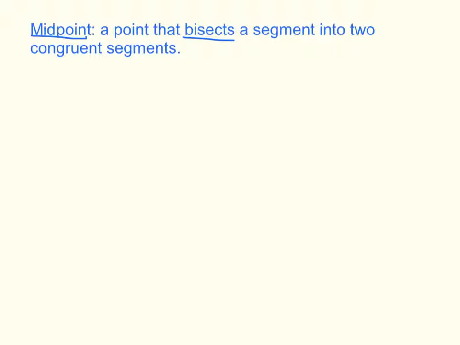Our next two vocab words are midpoint and bisect. A midpoint is a point that bisects a segment into two congruent segments. Bisect just means to divide something into two equal pieces.